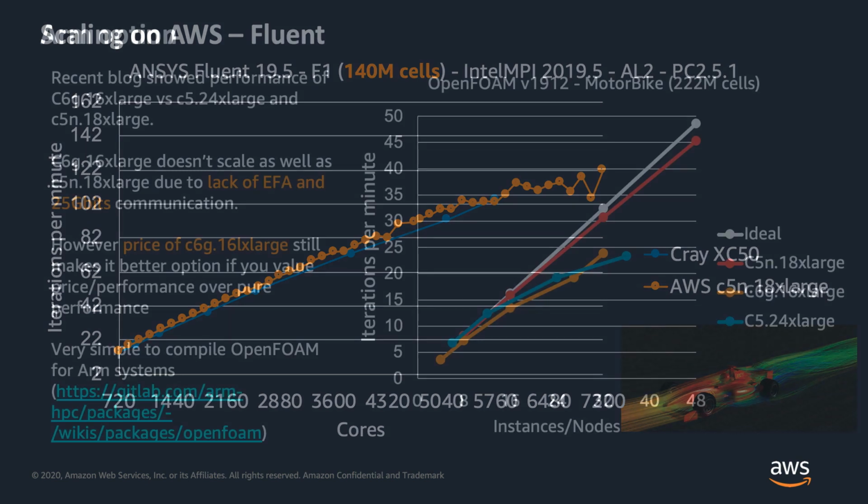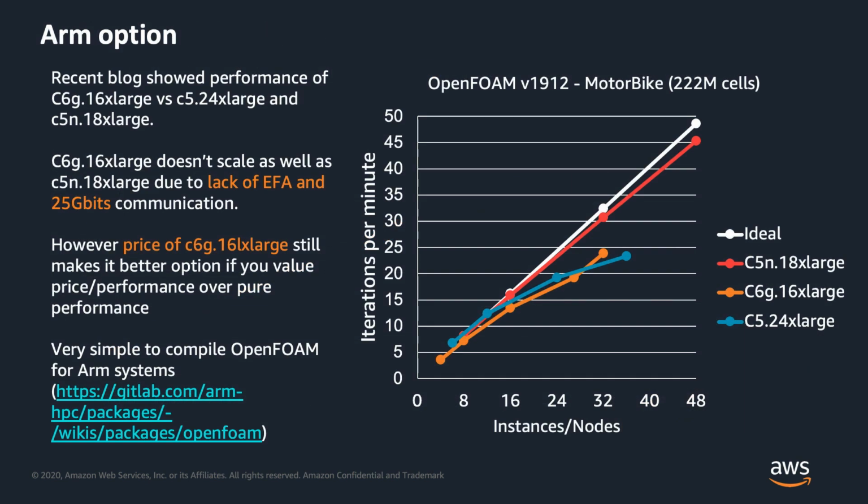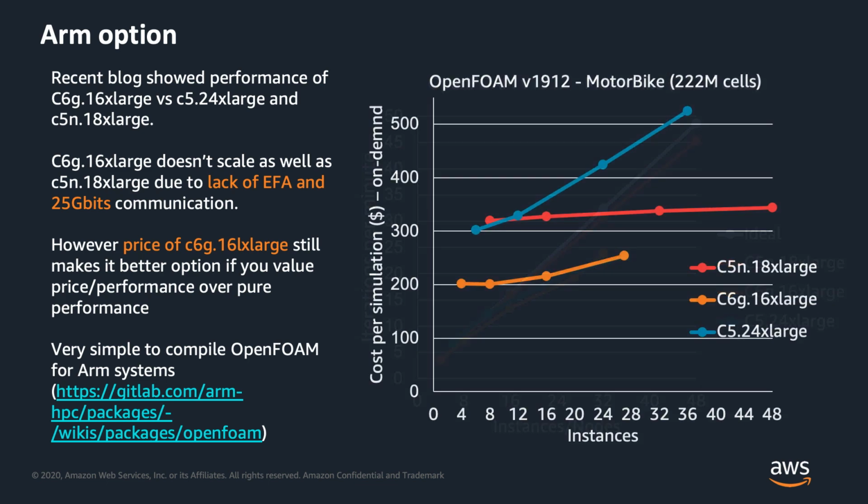I think one of the interesting ones is actually the ARM. This is a blog that I did recently comparing the performance of the C6G versus C5 and C5N. And whilst naturally the scaling won't be as good because the C6G doesn't have EFA and has a lower network bandwidth, what's really interesting is the price performance is substantially better than the C5N and the C5. So it's nice for the customers who really care about price performance, which in my experience is actually most customers. Then I'd highly recommend looking at the ARM, and for things like OpenFOAM, it's super simple to compile and use.